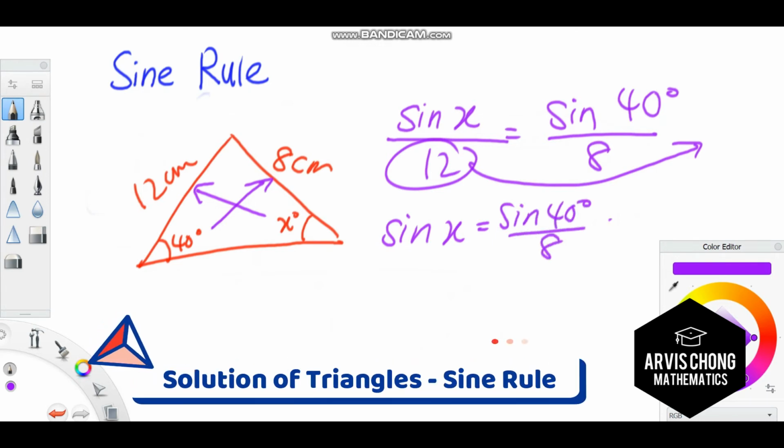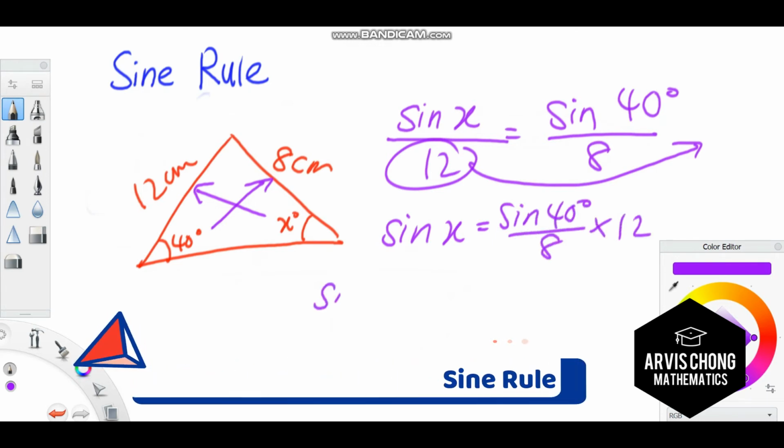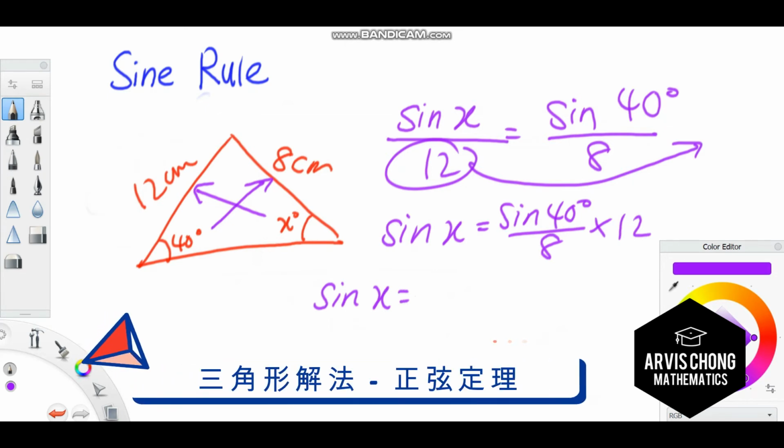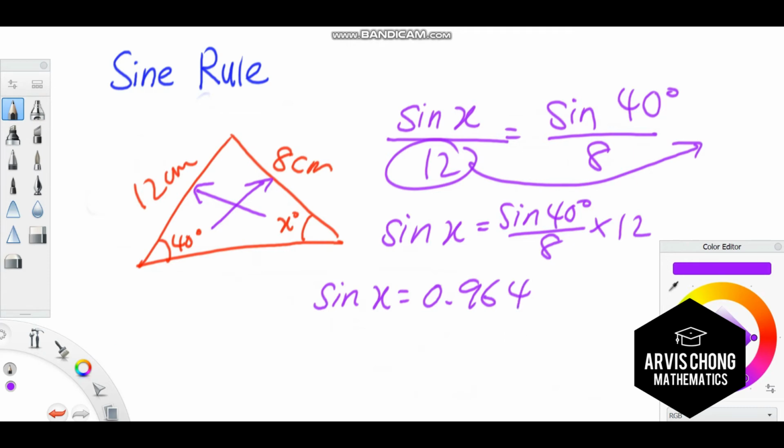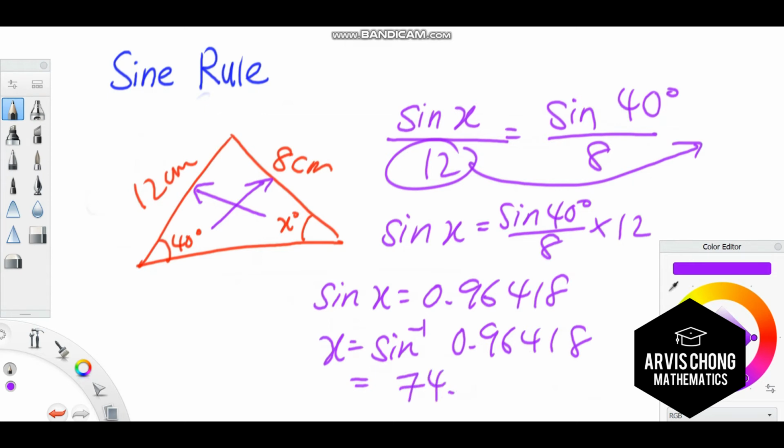And when you type it in your calculator, you will get 0.96418, and your x will be, so you need to type shift sine, sine negative 1, 0.96418, and your final answer here will give you 74.6 degrees after we round it off to one decimal place.